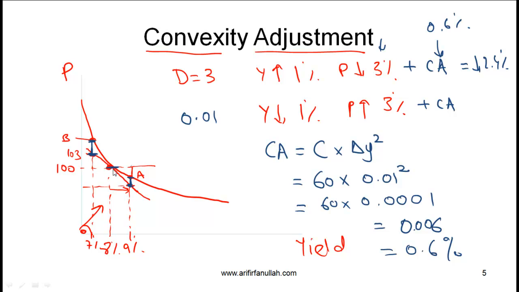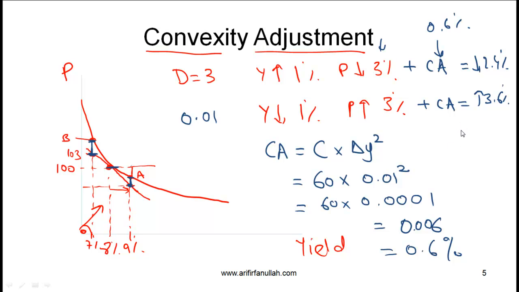Similarly, when the yield goes down, then the price goes up by 3% because of duration and another 0.6% because of convexity. So the overall impact will be up by 3.6%. And then given the bond value of 100, you can convert these percentages into actual bond values. But this should illustrate the point of convexity adjustment quite well.